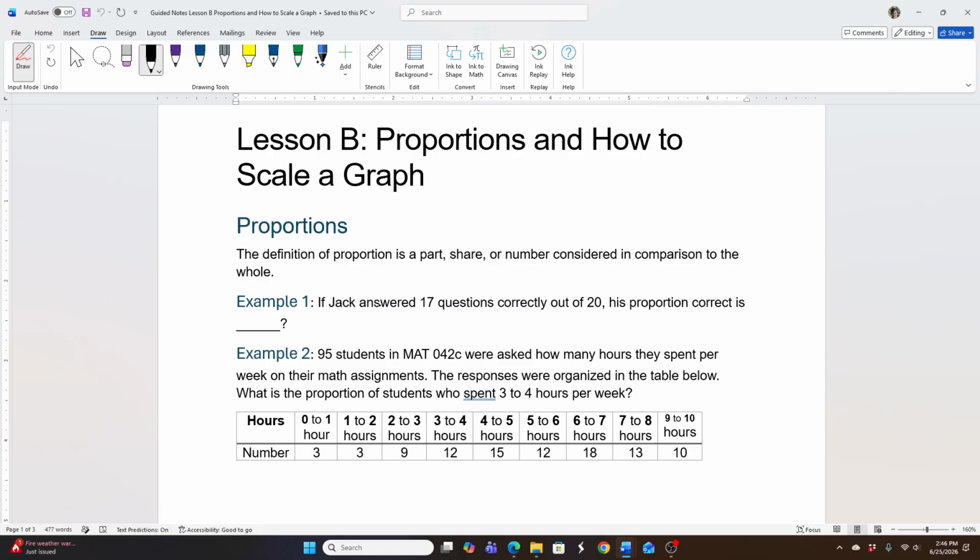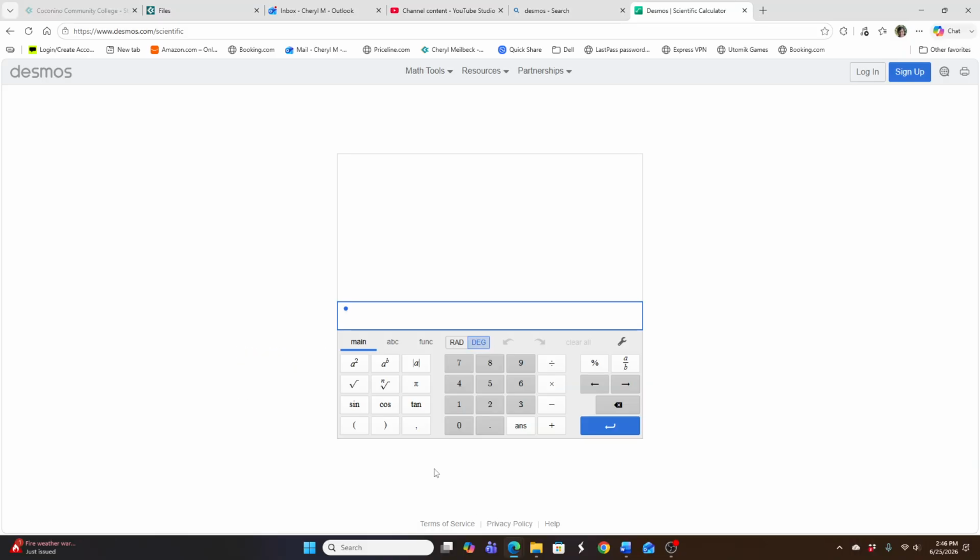Example 1 says if Jack answered 17 questions correctly out of 20, his proportion correct is. So we want his proportion correct. That means the correct number goes on top. So we'd write 17 out of 20. If we wanted to change this to a decimal number, we could, on our calculator, divide 17 by 20. And in Desmos, it gives you the approximation here.